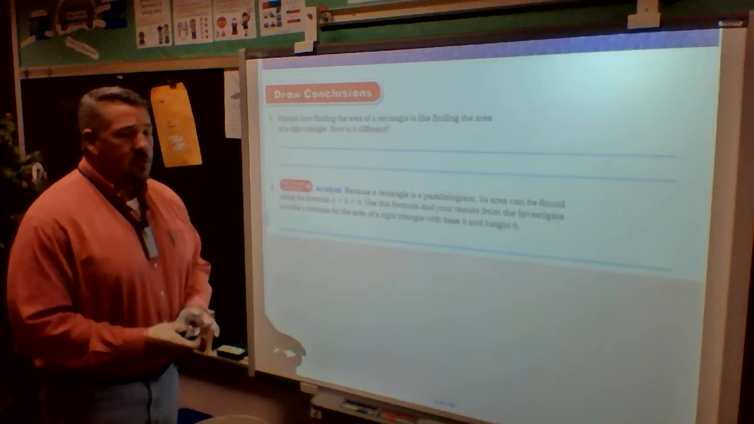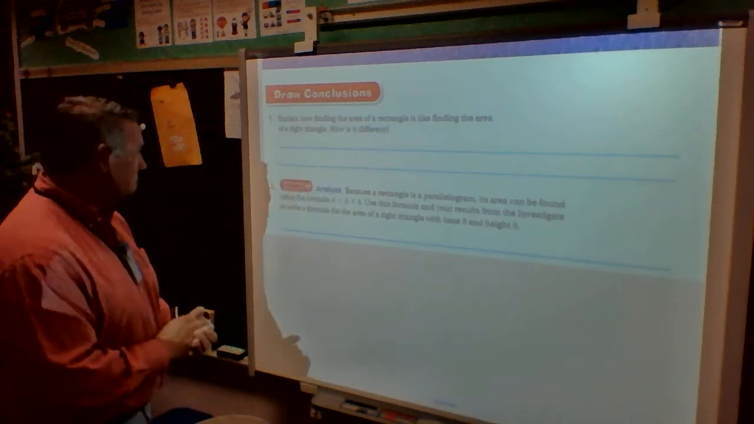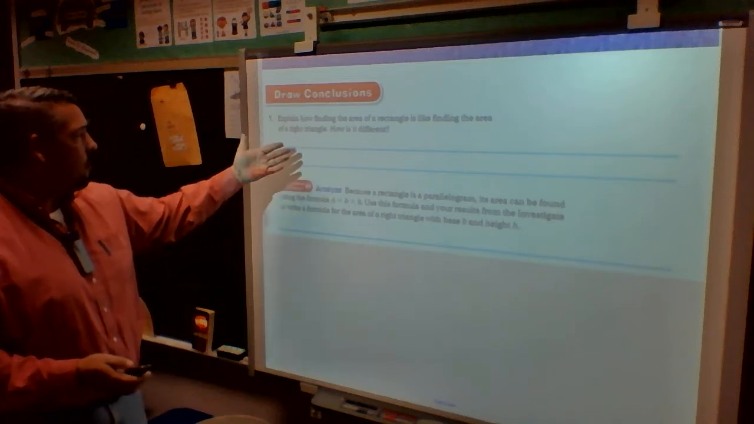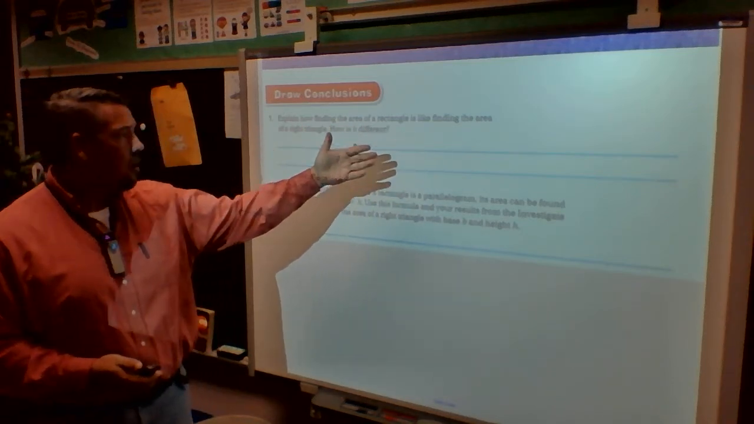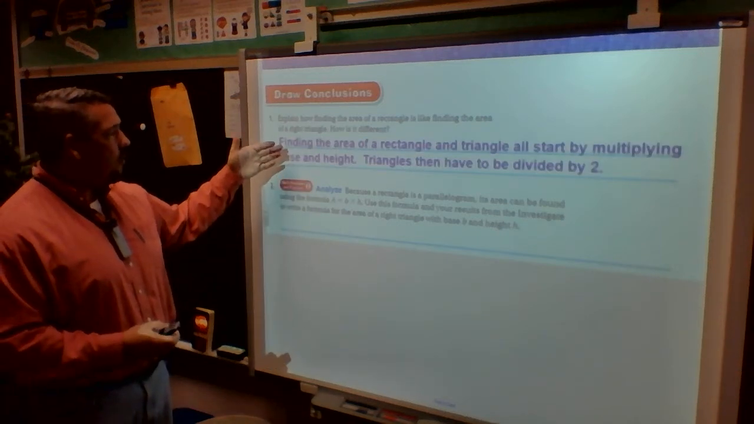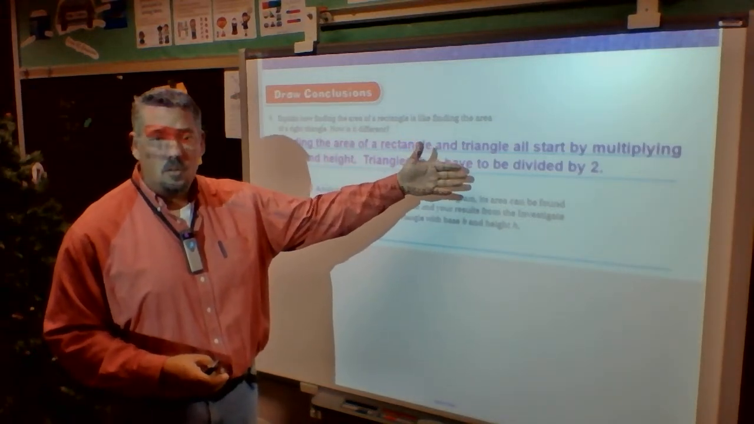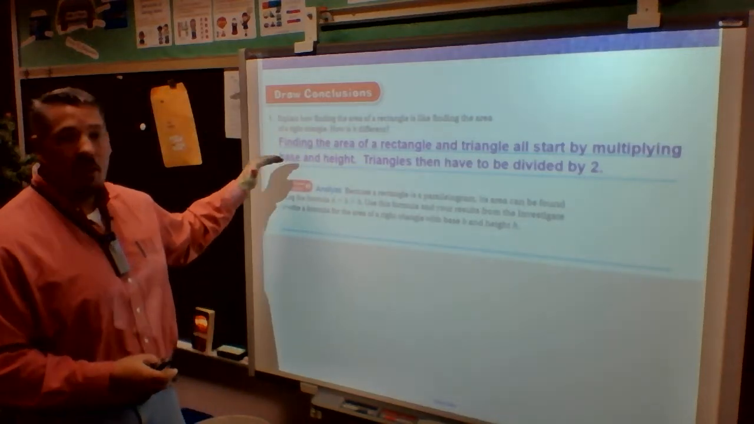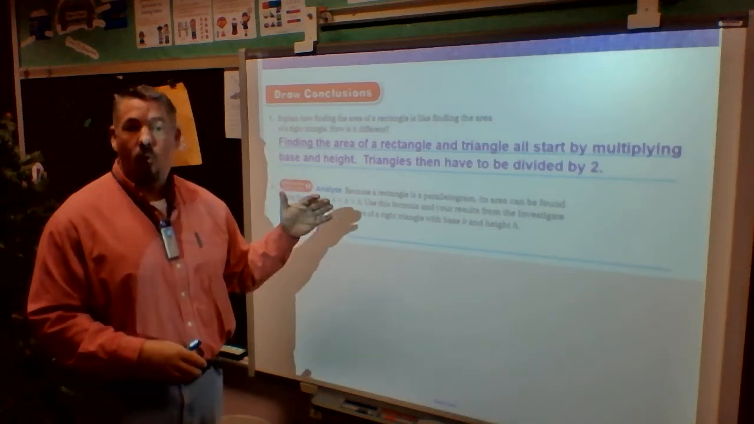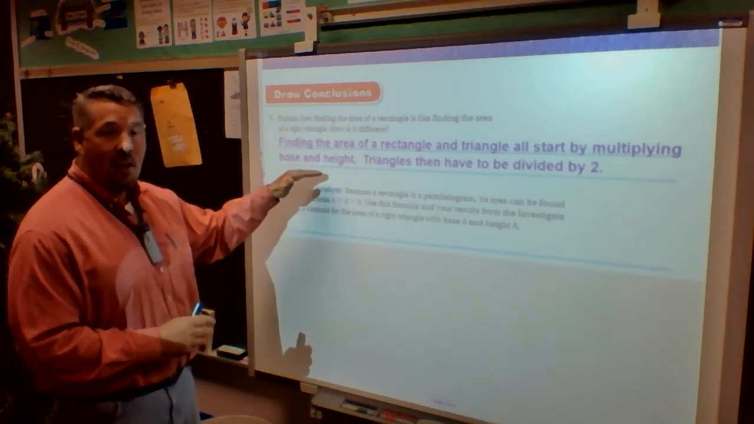So then, when it says to draw some conclusions, this is where we think about and then write out an explanation to explain this information. How is it different? Well, how is finding the area of a rectangle like, but also different from a right triangle? So when I look at how they're alike, finding the area of a rectangle and a triangle all start by multiplying the base and the height. So that's my first part of my answer.